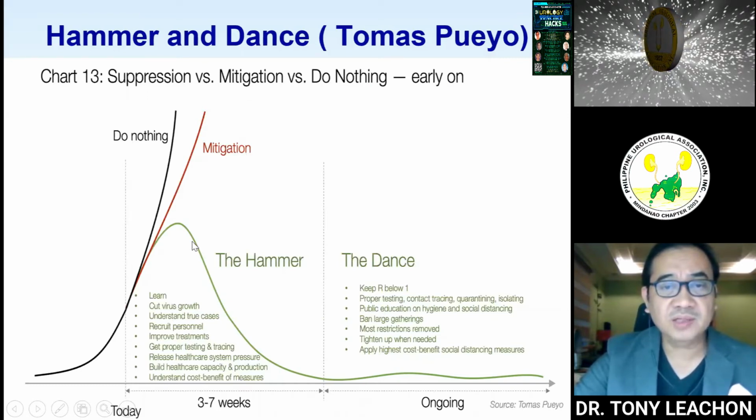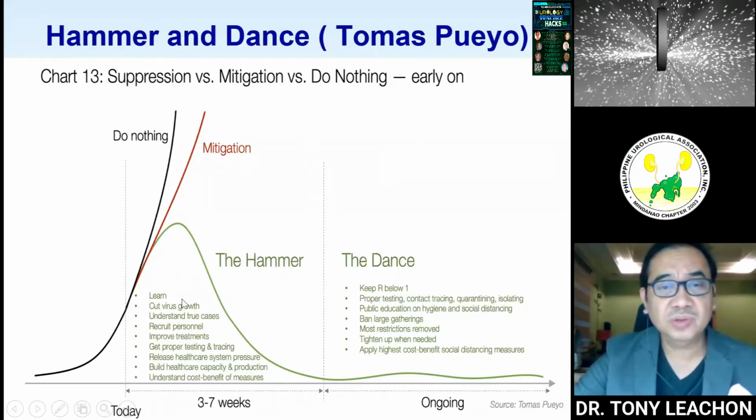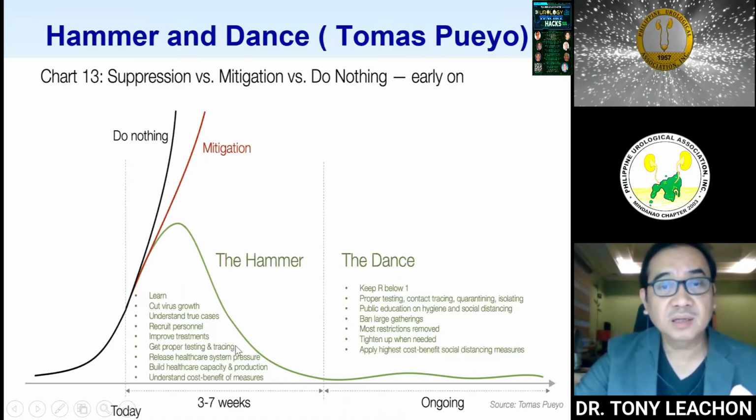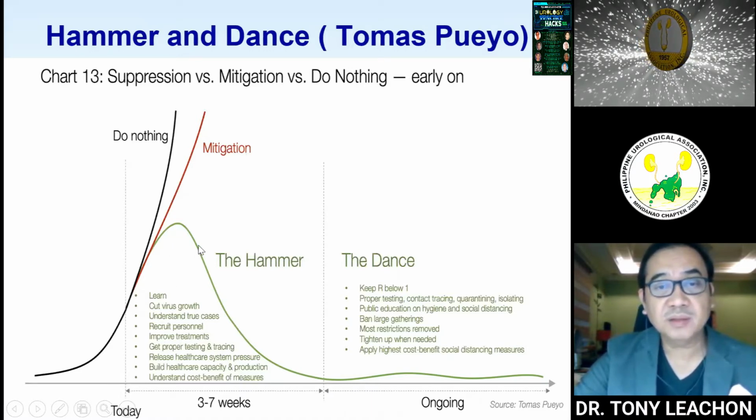Now, you need to understand that during this particular lockdown, you need to do massive public health education. You cut down the virus growth, understand the cases, recruit a lot of personnel, and improve all the treatment options, and get the proper testing and tracing. Basically, to put the healthcare capacity in place during this time. Now, it would last from 3 to 7 weeks.